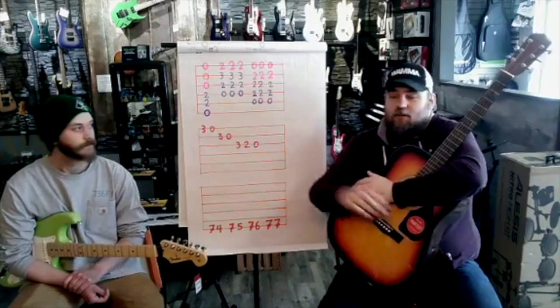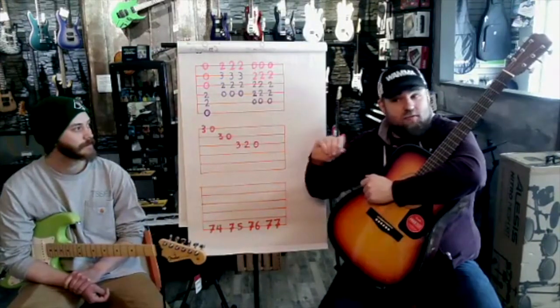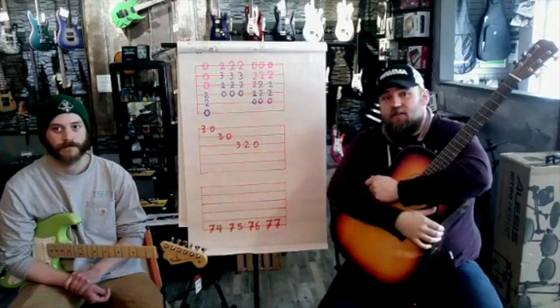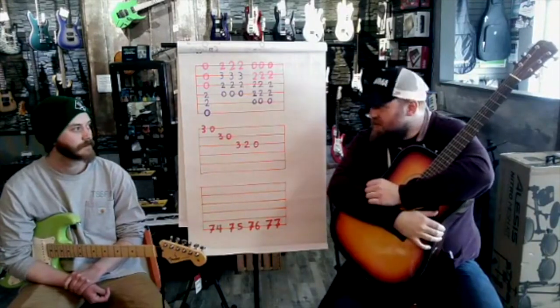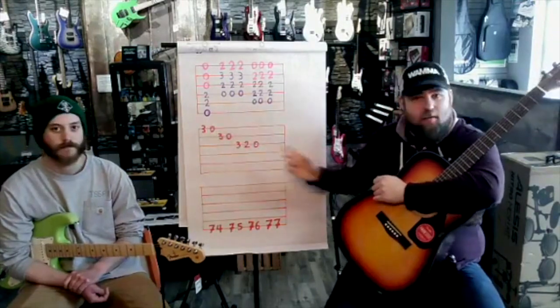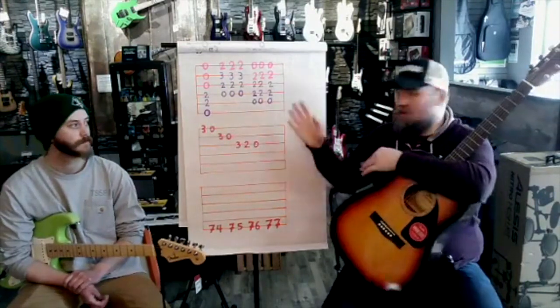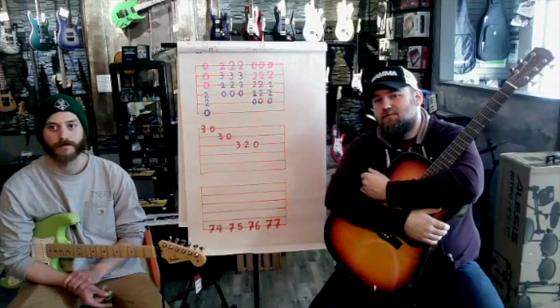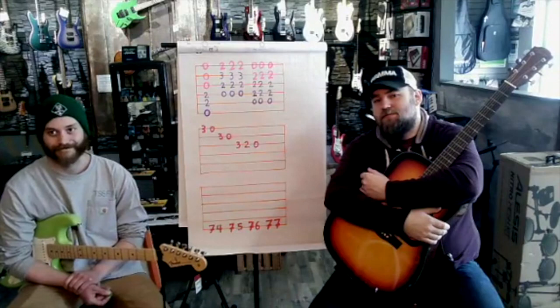In that one, you can set it so that it shows you the tab as well as the sheet music, or even the tab with what they call rhythm slashes, which basically gives you the rhythm from sheet music and puts it onto tab, which is another really cool thing. So there's more than one way of reading music and translating it to guitar.